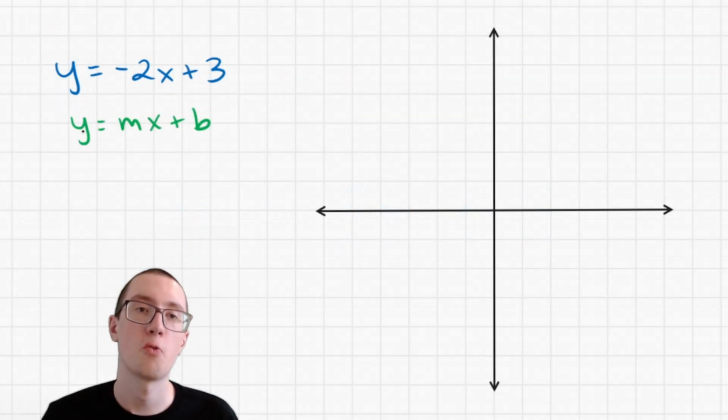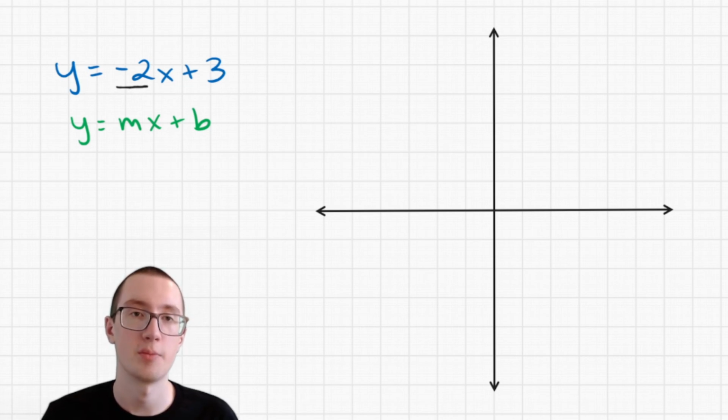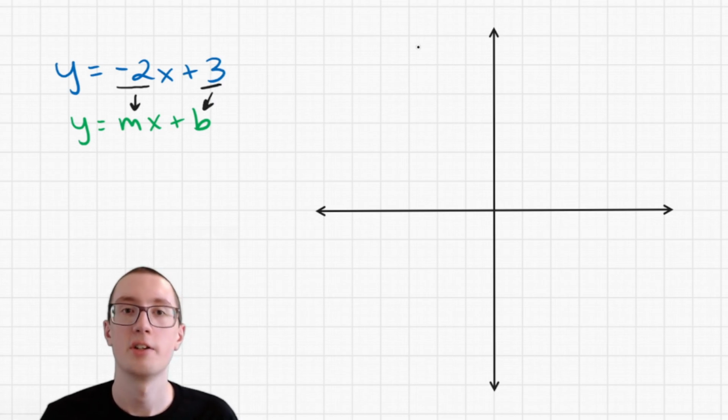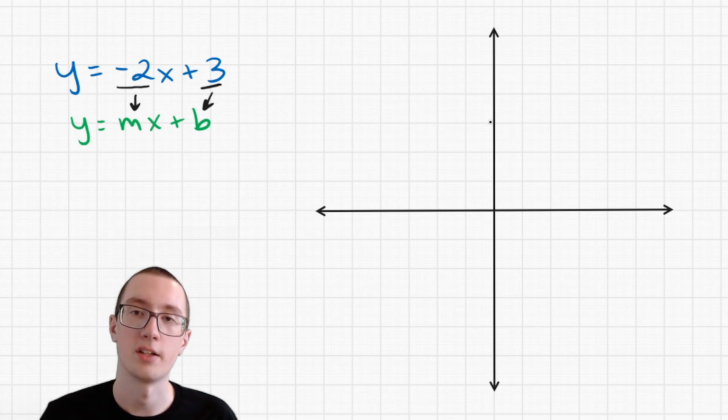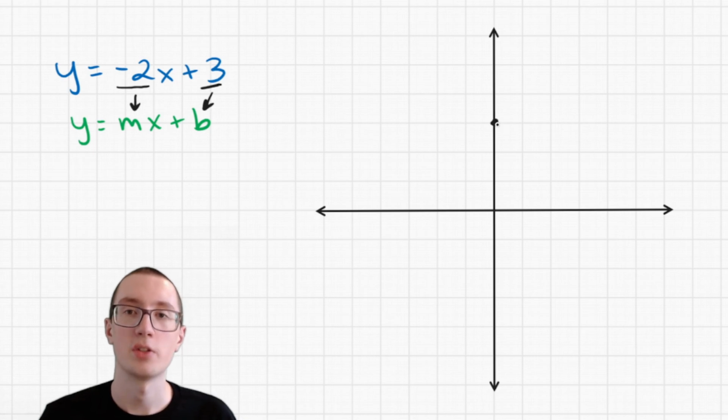So remember, we need to follow the form y equals mx plus b. And it looks like it already follows that, right? We have our m here and we have our b. So let's go ahead and graph. Our b in this case is plus 3. So we need to go up 3 from the middle. 1, 2, 3. And we'll put our dot right here. So that's our first point.